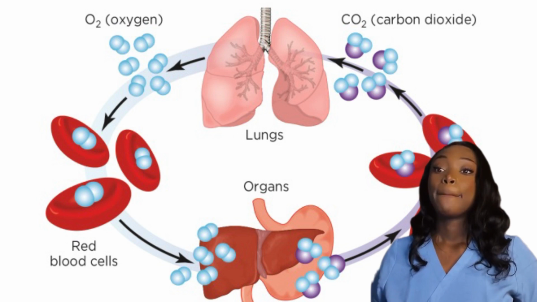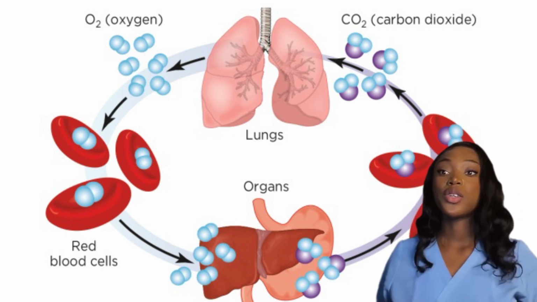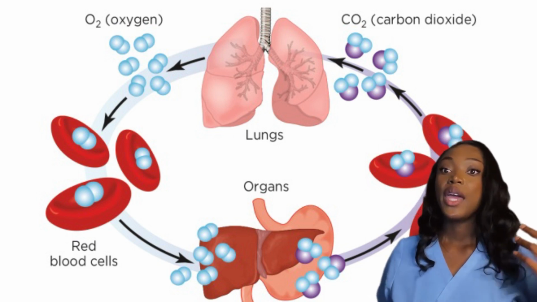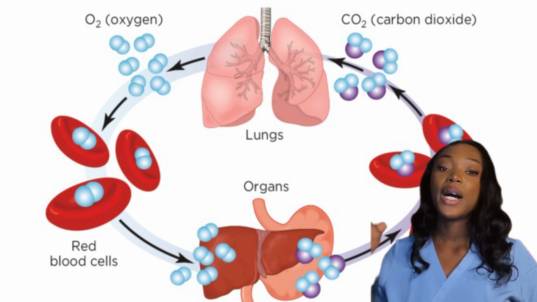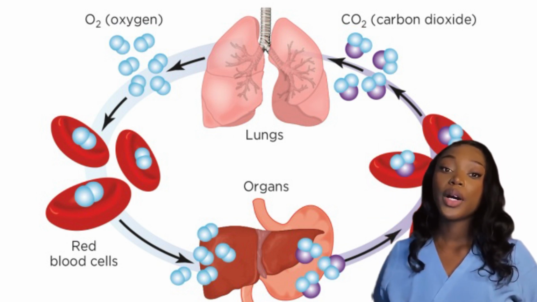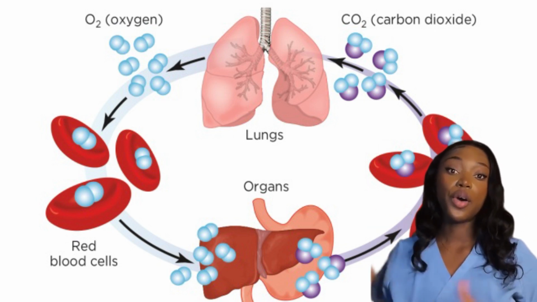So the respiratory system takes in oxygen from the environment and transfers it into the bloodstream by diffusion, like we've learned. And the oxygenated blood is being pumped through the heart to all parts of the body, and it's basically supplying oxygen to all of the cells.